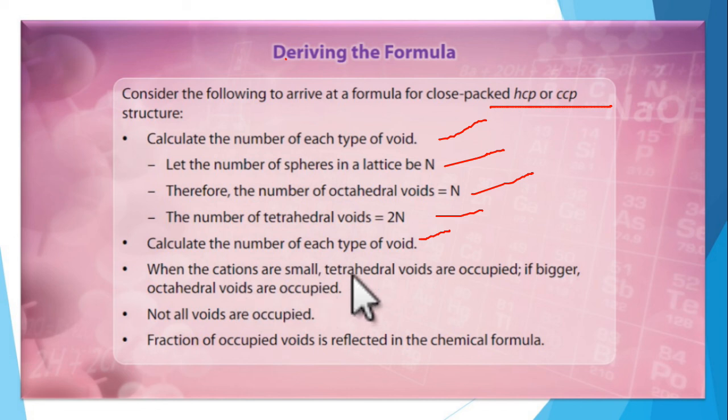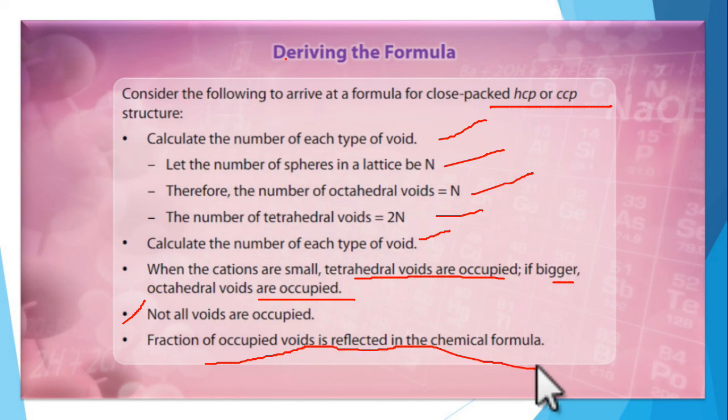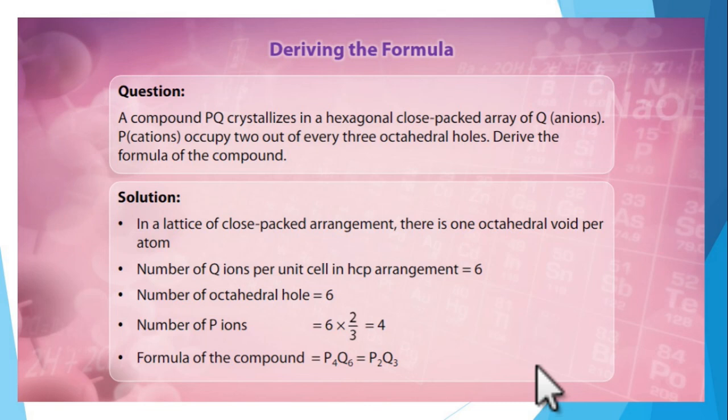When the cations are small, tetrahedral wires are occupied. If cations are bigger, octahedral wires are occupied, because cation size is greater than its anion size. Not all wires are occupied. It's not necessary that all wires should be occupied. Fraction of occupied wires is reflected in the chemical formula. Clear? Let's take an example.